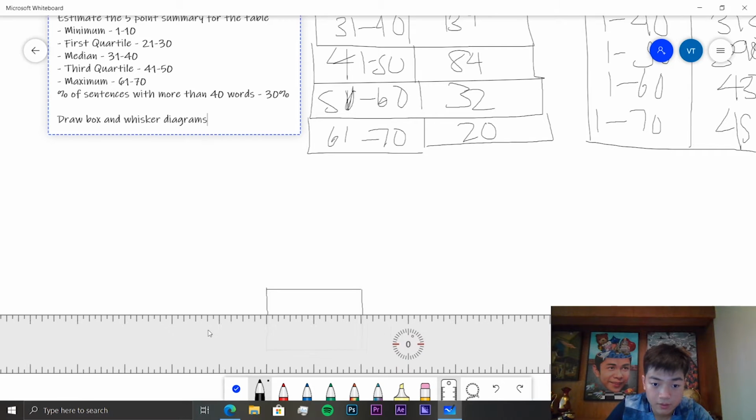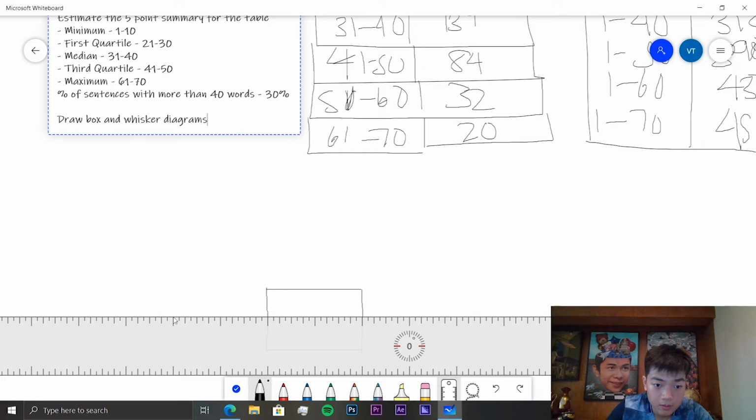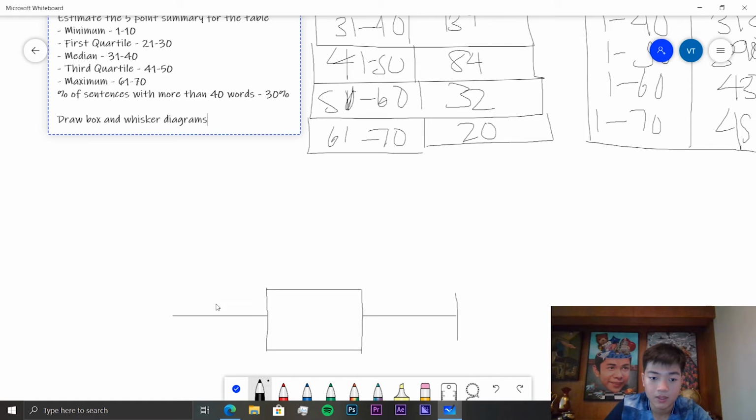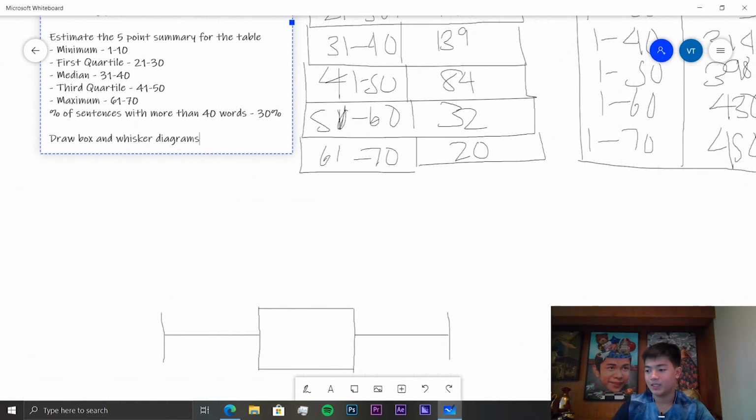So this is our first whisker. And it extends for two groups after the third quartile as well. So actually a pretty fairly even box and whisker. Of course, if you actually use the cumulative frequency options, you would probably get something more realistic.